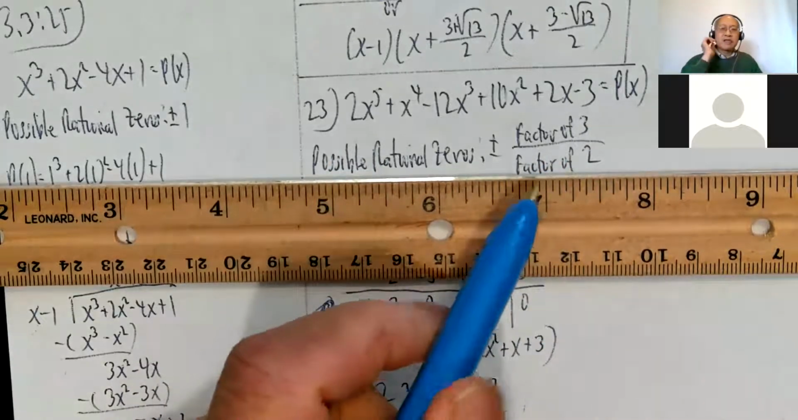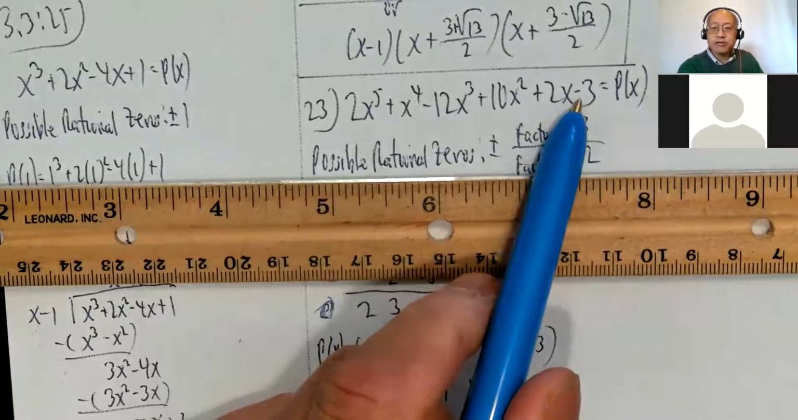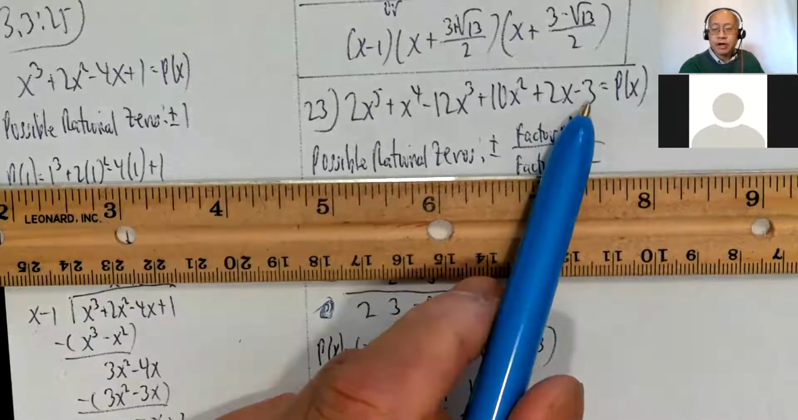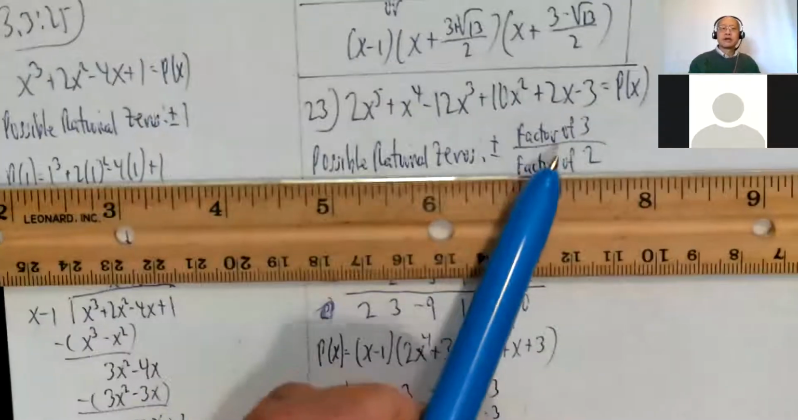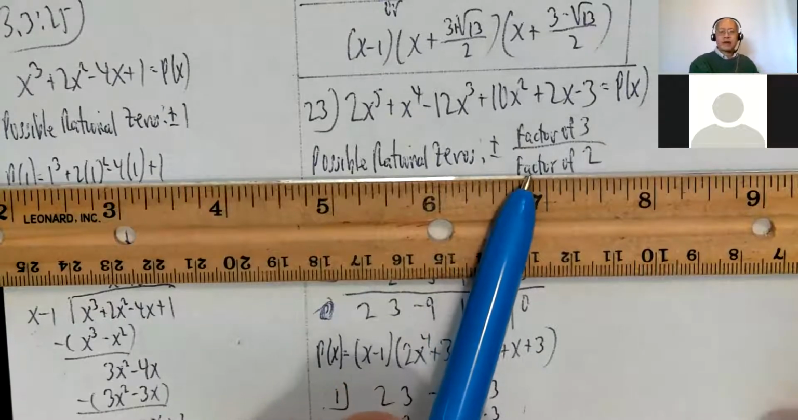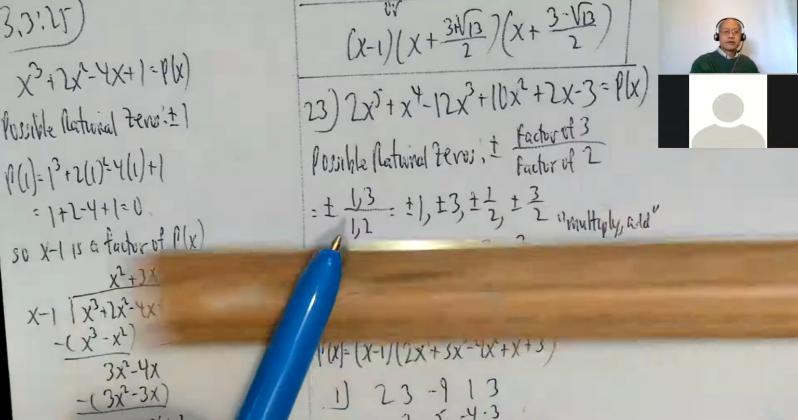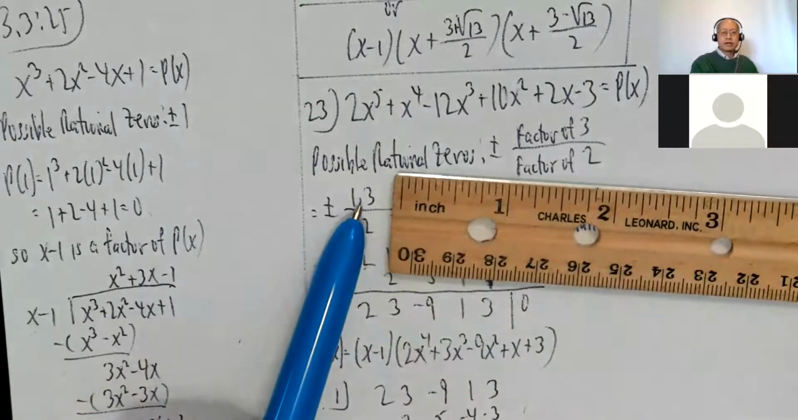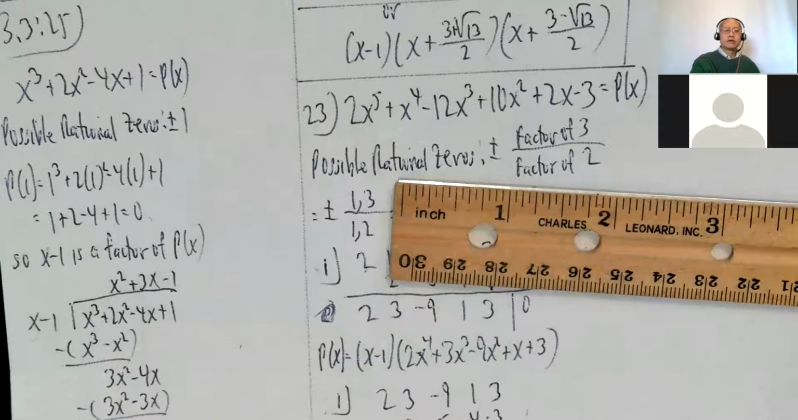Side note, what's not really nice is if this thing here came out to be, let's say, 12. 12 is pretty bad because the factors of 12 are 1, 2, 3, 4, 6, and 12. There's a lot more possibilities, right? But here, just plus or minus factor of 3, plus or minus factor of 2. What are the factors of 3? 1 and 3. What are the factors of 2? 1 and 2.